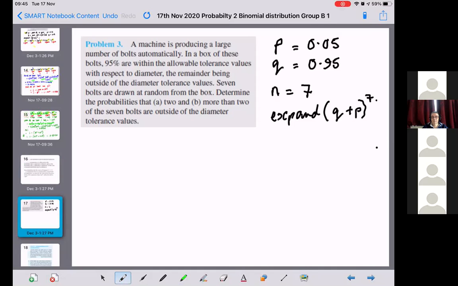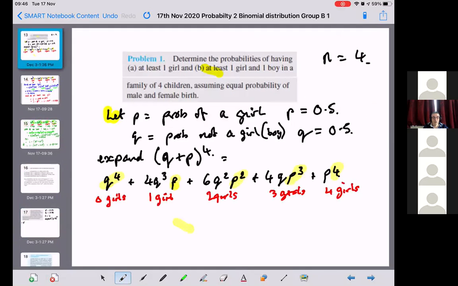What would you use? Pascal's triangle. Yeah. First thing we know is it's going to start off as Q to the 7, don't we? That's going to be our first term. Yeah. So that's 1. We need to find the Pascal's triangle now, don't we?